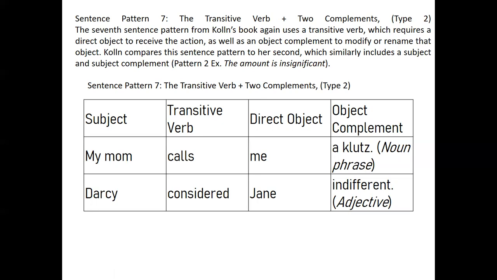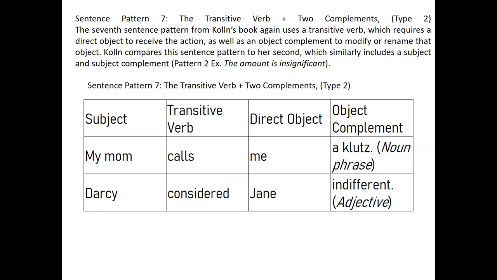So it is different, it is an object complement. It is not an indirect object or direct object, but an object complement. What does the object complement do? It renames the object. An object complement to modify or rename that object. So Collins compares the sentence pattern to pattern two, which similarly includes a subject and subject complement.